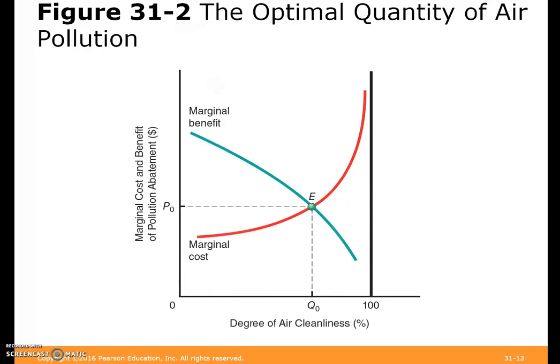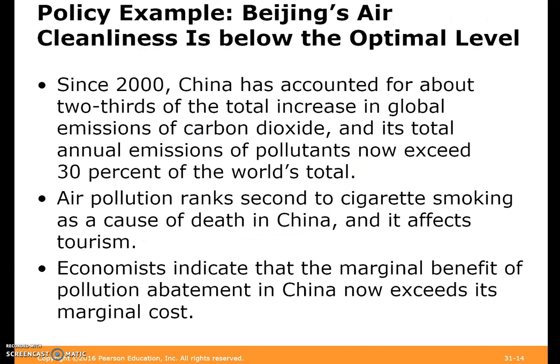And here's sort of this graph. We have the marginal benefit of polluting goes down, as you would think, and the marginal cost of polluting goes up. And so there may be some sort of intersection, right? And here's this policy example.